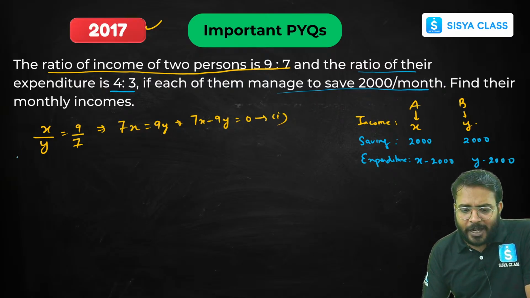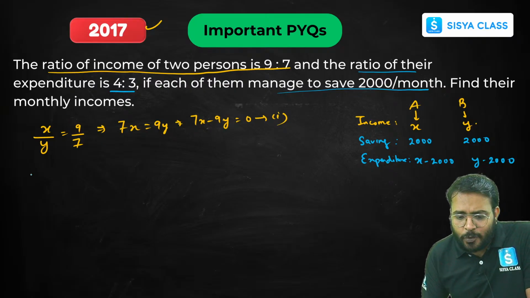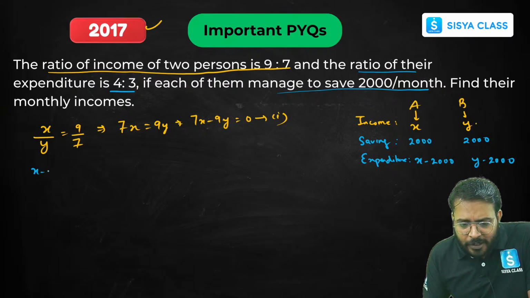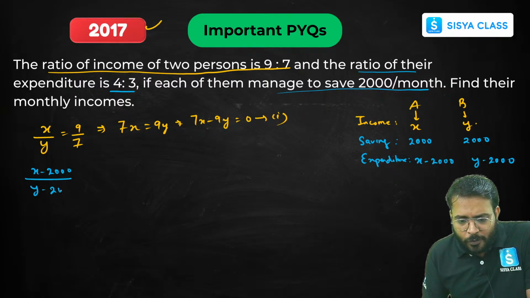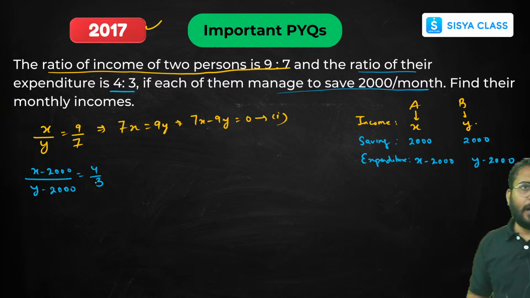So the ratio of their expenditure, okay? So this is my equation 1. My equation 2 is going to be the ratio of their expenditure. That means x minus 2,000 divided by, beta, y minus 2,000 is nothing but 4:3. Understood my point?